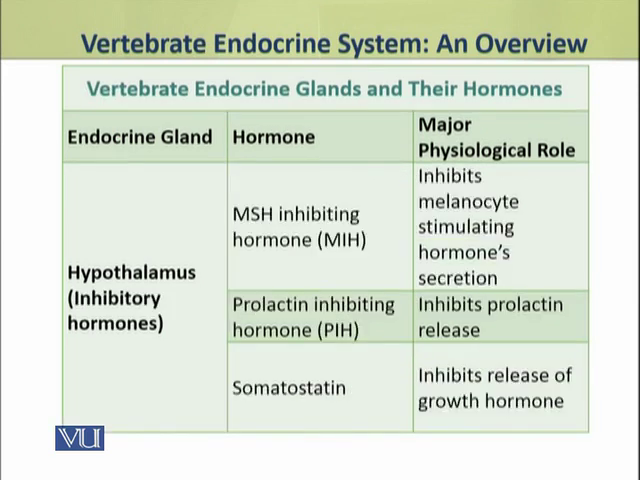The hypothalamic inhibitory hormones include 3 hormones: MSH inhibiting hormone, which is called MIH, prolactin inhibiting hormone, and somatostatin. These hormones inhibit the secretion of hormones from the anterior pituitary. These hormones which are inhibited include the melanocyte stimulating hormone, prolactin, and growth hormone.